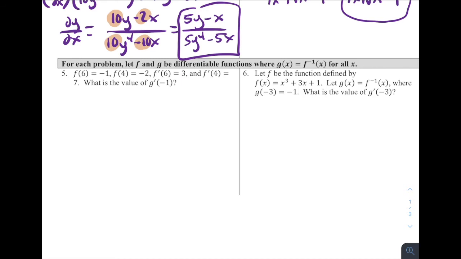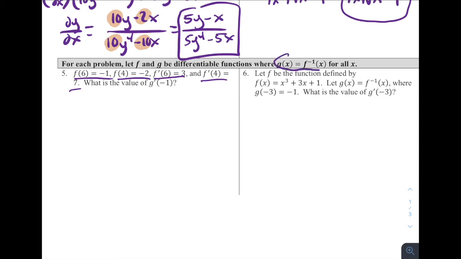let f and g be differentiable functions where g of x is equal to f inverse of x for all x. They give us some values. F of 6 equals -1, f of 4 equals -2, f prime of 6 is 3, f prime of 4 is equal to 7. What is the value of g prime of -1?